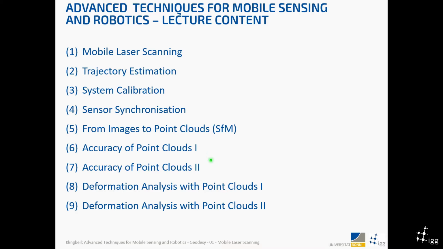What means accuracy, and how can you derive this accuracy in a point cloud? That's not a trivial thing, so this is why we spent 2 lectures on it. And the last part will be about deformation analysis with point clouds. So what can you do with these point clouds that you derive from laser scanning, from mobile laser scanning? One thing would be deformation analysis, which is a very engineering geodetic topic, to monitor things and changes of things, to make change detection in 3D environments. And this is then the end of this lecture.